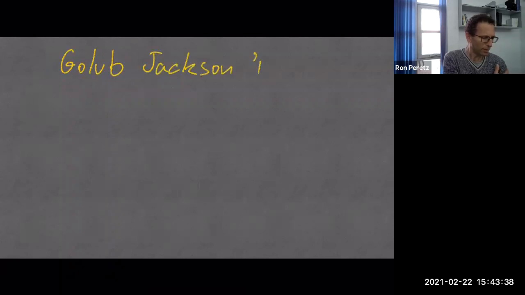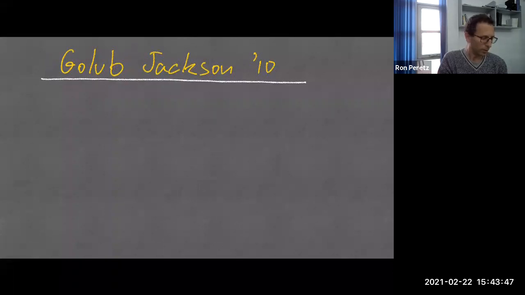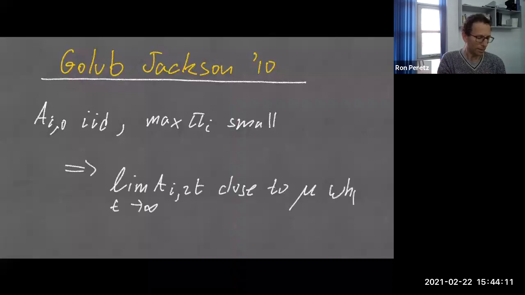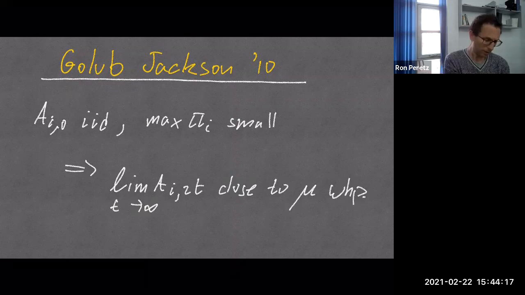And then a few years later, Golub and Jackson found a nice interpretation of the ε-DeGroot result. They said that if the initial opinions are IID and the maximum weight of the stationary distribution of the random walk on the graph is small, then the limit is close to mu, to the expectation of the initial opinions. This is just a simple concentration result.